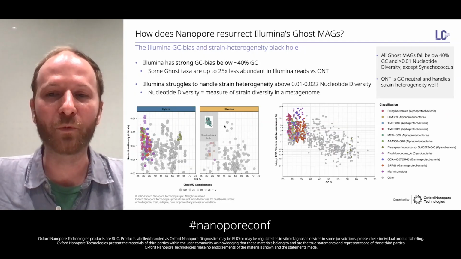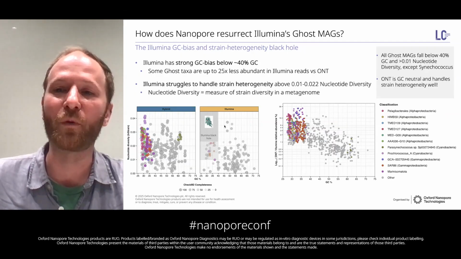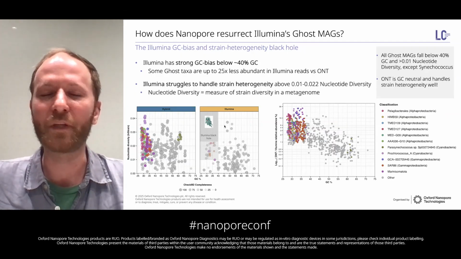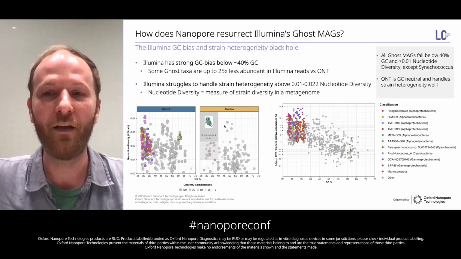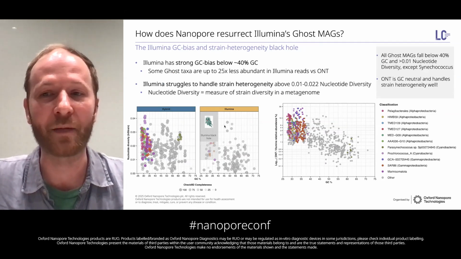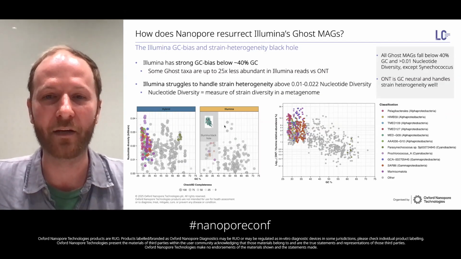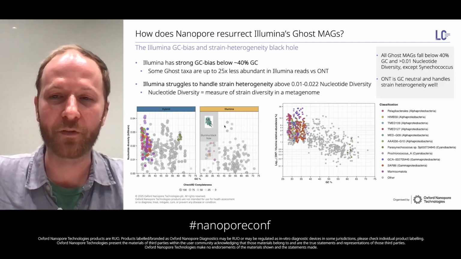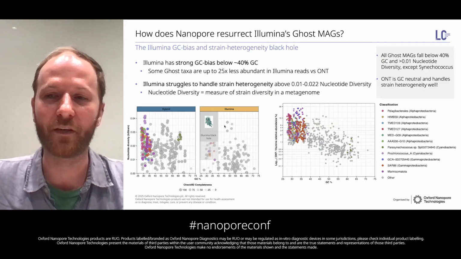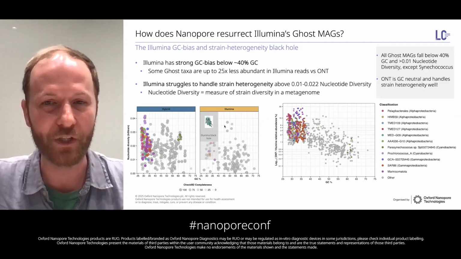And what we found is Illumina has a strong GC bias below about 40%, and so it's really biasing against our ghost taxa. So the Marinosomatota, which is a whole phyla, are as much as 25 times underrepresented in the Illumina data compared to the nanopore reads. And we also calculated strain diversity metrics for our MAGs and then plotted those values against GC.